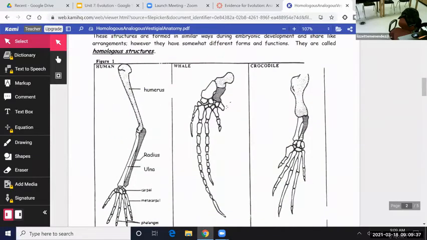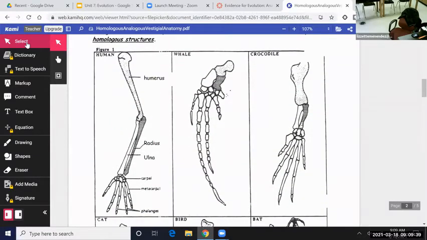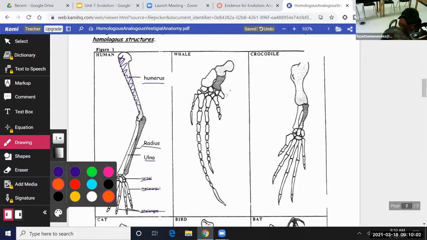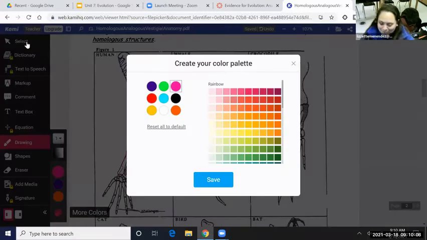Excuse me, I didn't mean to go that far. So what you're going to do, with your drawing tool, see here how the human arm has the different bones. You have the humerus, the radius, the ulna, the carpal, the metacarpal. Oh, I switched those around, that's my bad. And the phalanges. So you're going to color each one of those a different color. Let's say I want to color the humerus purple and the radius orange and the ulna pink. It's a really crappy job, but you get the point, I think.